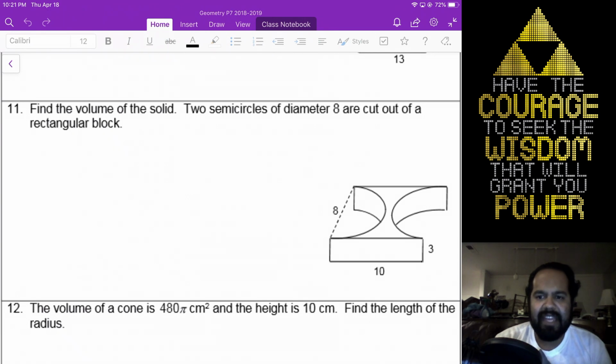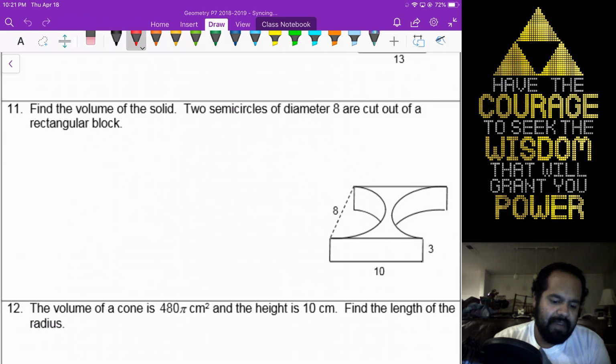Yeah. So, Cyan, number 11, we're looking at this weird shape. It's some sort of a rectangular prism. However, we have those two half circles that are cut out. So what you're going to want to do, just like before on the one with cylinders that were attached to the prism, is think of those as one giant cylinder removed from the prism. So right here, I'm going to find the volume.